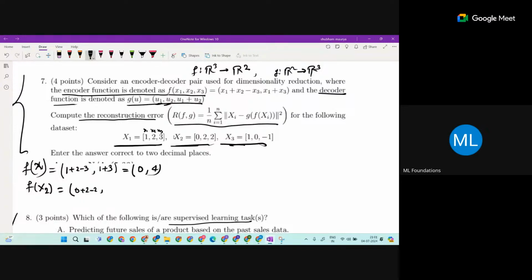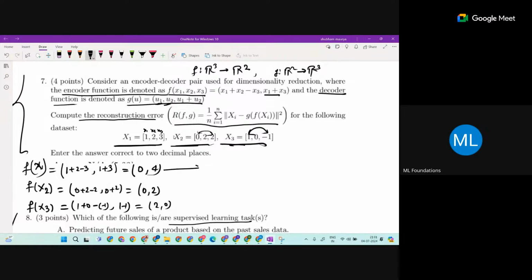Next is x1 plus x3. So this will be added here. 0 plus 2. The value is going to be 0, and F of x3 is going to be first 2 added and next one is subtracted here. So that means 1 plus 0 minus of minus 1. And next is x1 plus x3. So these two are added here, which is 1 minus 1. So finally we'll get here 2 and 0. Okay. We got encoded now in 2 dimension.